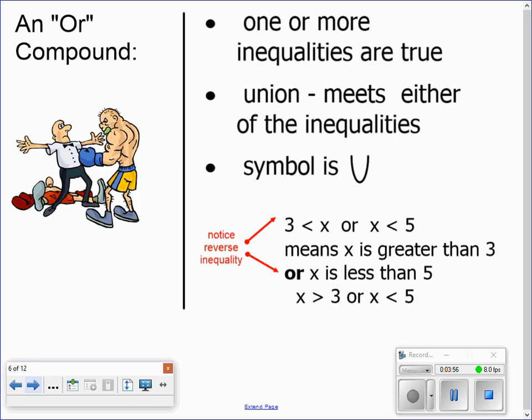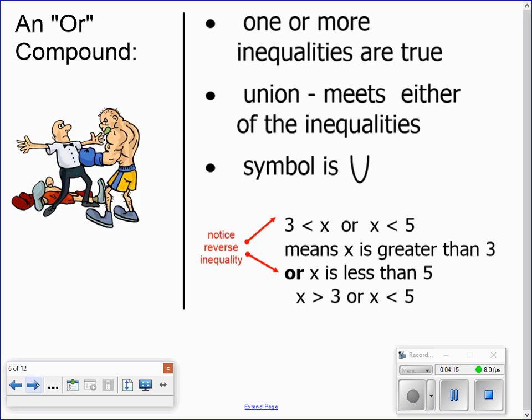Again, if we see 3 is less than x or x is less than 5, remember that we want to rewrite it so that the variable is in front, so that it says x is greater than 3. Remember to reverse the inequality sign so that it still opens up to the appropriate variable.